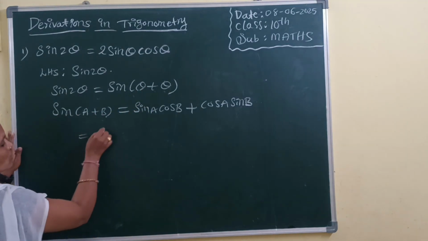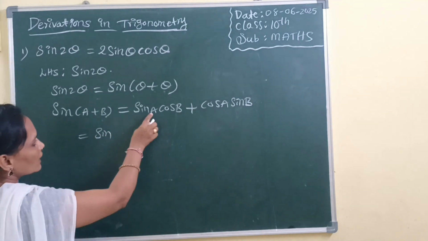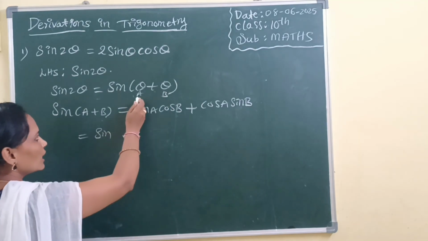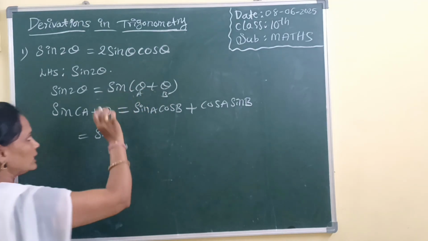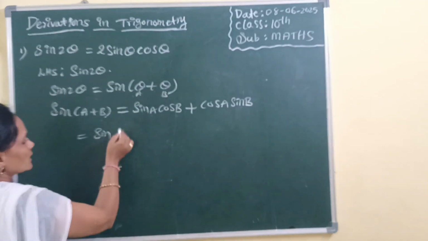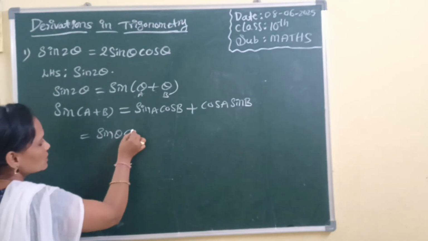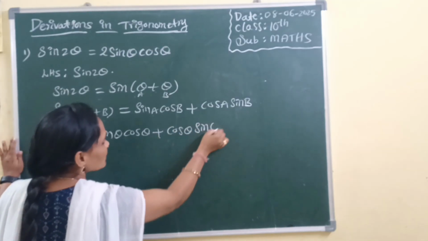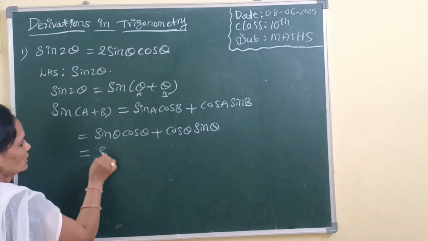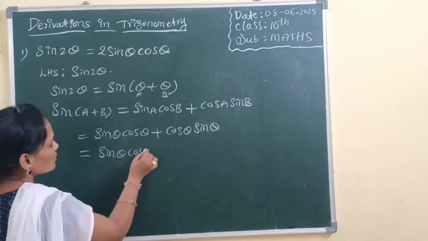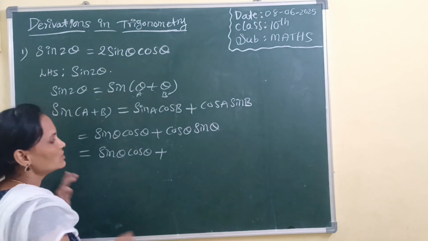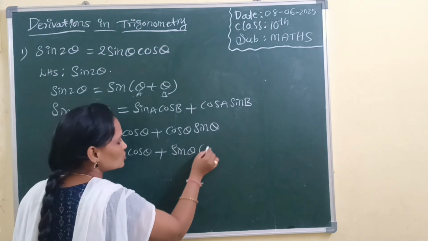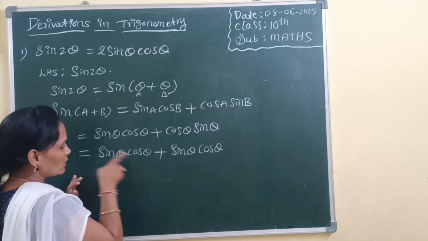Now sin a and b. This is a, this is b. A and b we can write as only theta. Sin a means sin theta, cos b means cos theta, plus cos theta into sin theta. Here I am writing sin theta first to avoid confusion, then cos theta. In order, sin theta cos theta.